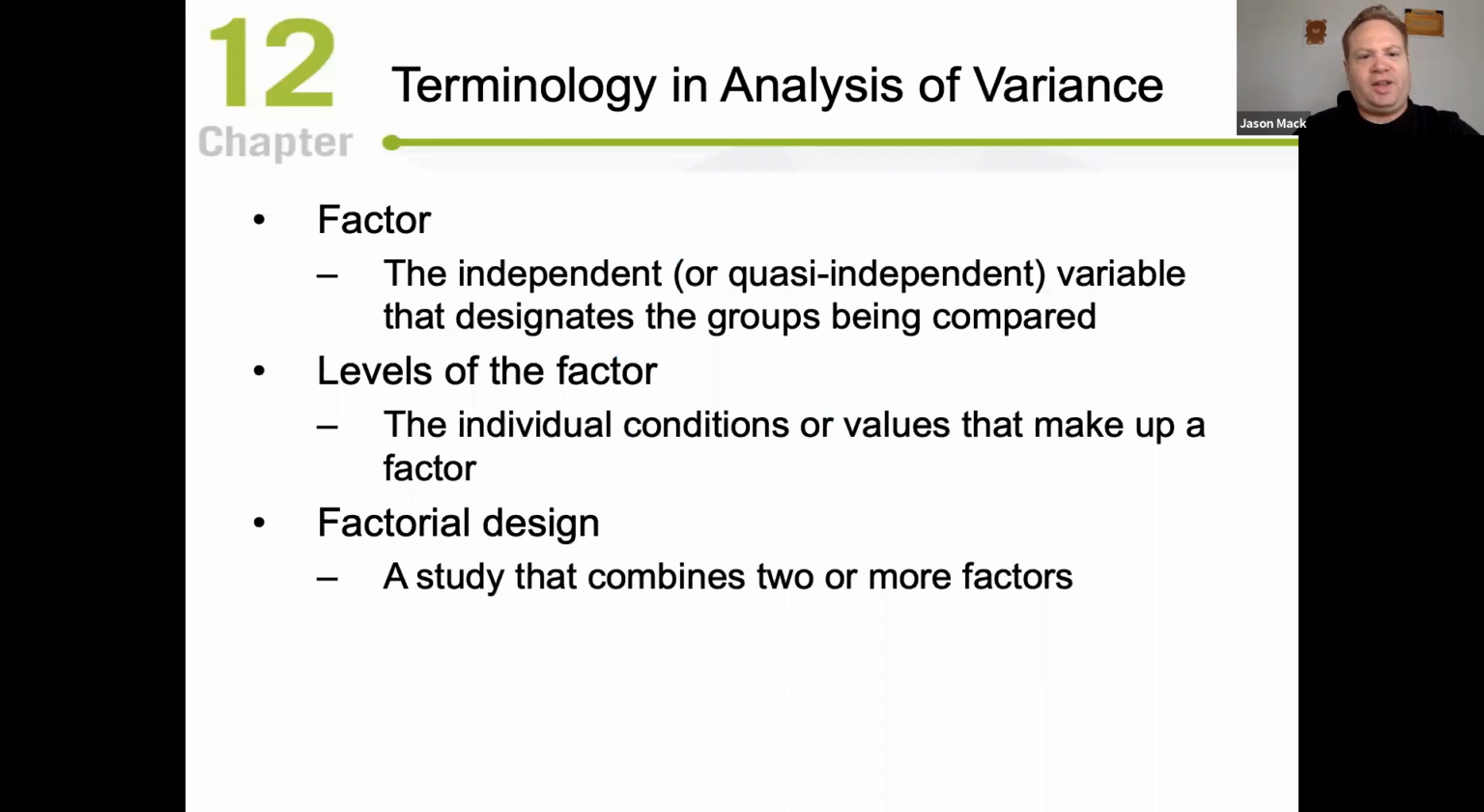Some terminology in the analysis of variance. You have a factor, that is the independent or quasi-independent variable that designates the groups being compared. You have the levels of the factor, that is the individual conditions or values that make up a factor. Then of course you have factorial design, a study that combines two or more factors.